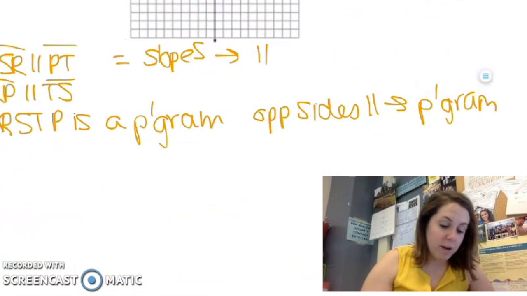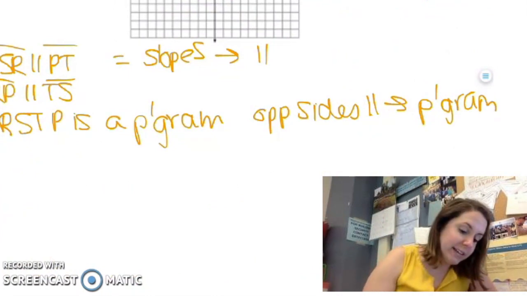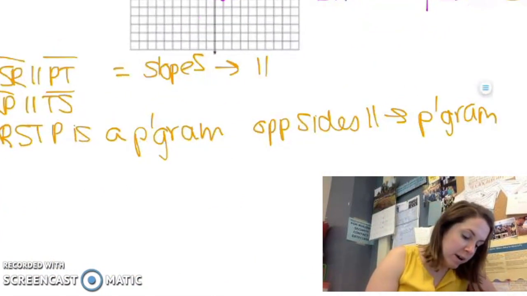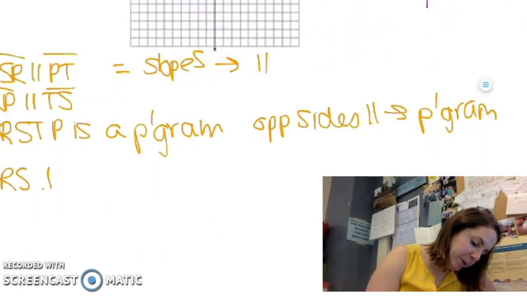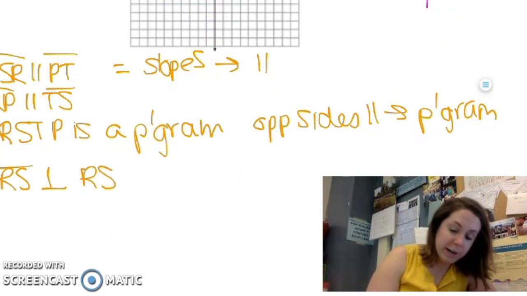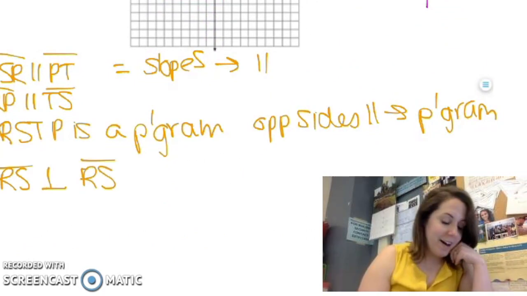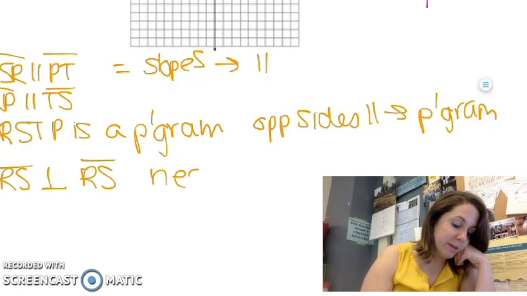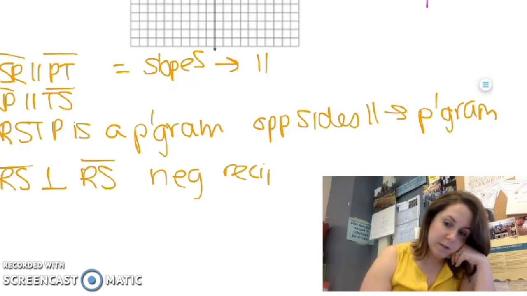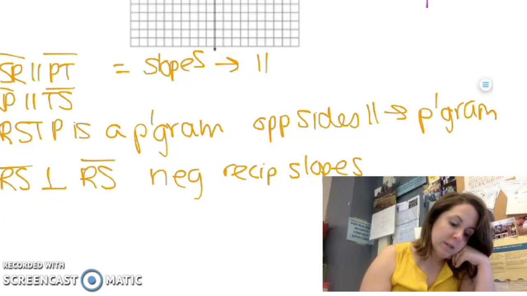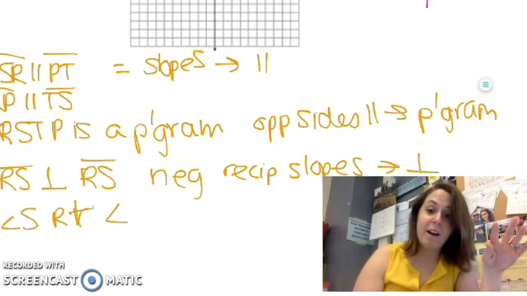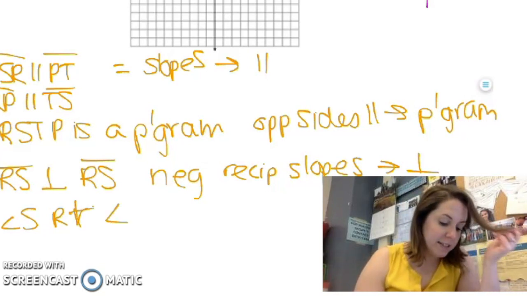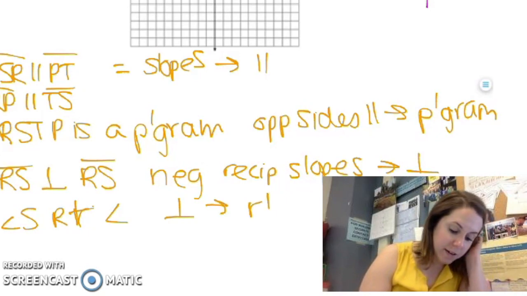Now, why is it a rectangle? Well, I have a right angle. So I can say here the proof that I used before, right, that TS is perpendicular to RS. We showed that before, because the negative reciprocal slopes imply perp, and angle S is a right angle. And I know we had all this before, I'm just rewriting it. So angle S is a right angle because perp implies right angle.